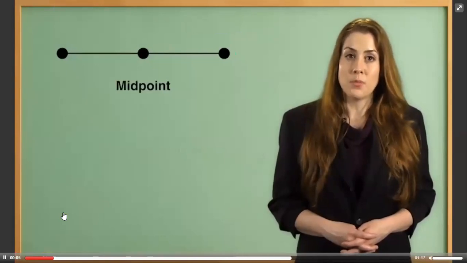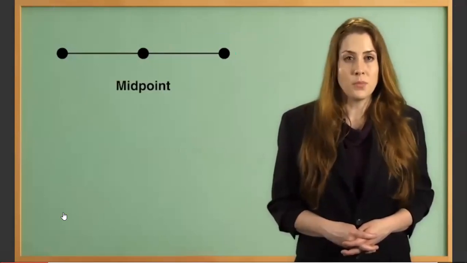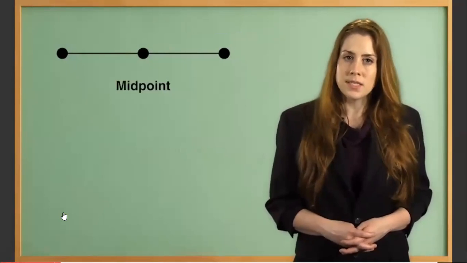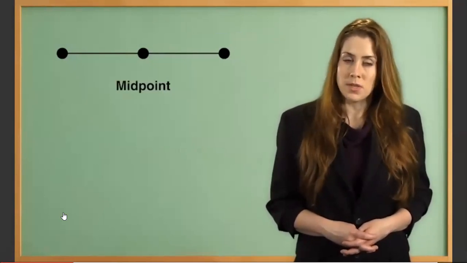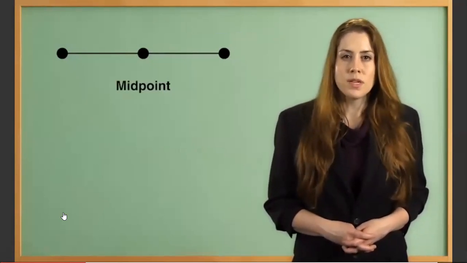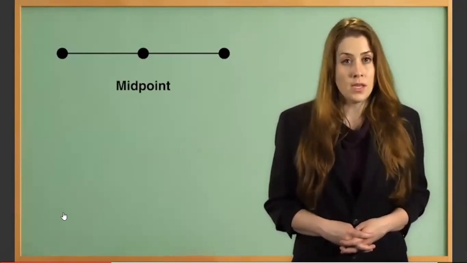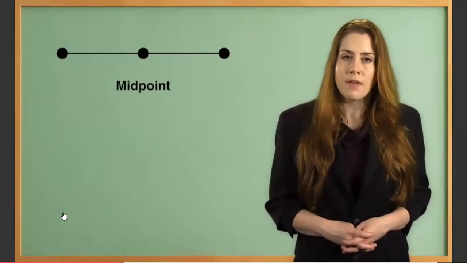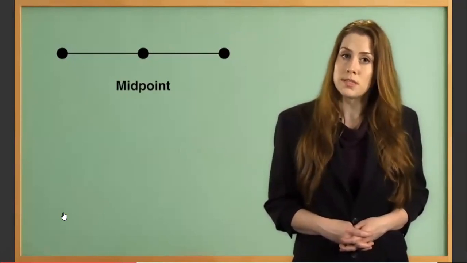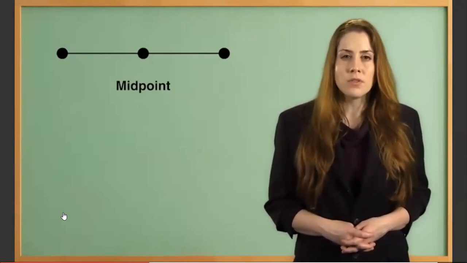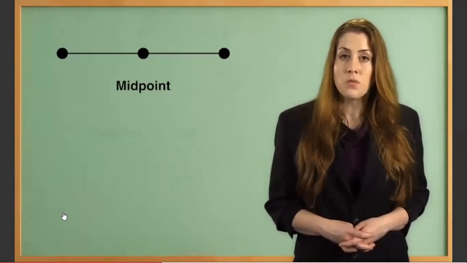Halfway between the endpoints of a line segment is called the midpoint. A midpoint divides a line segment into 2 equal segments. When you are finding the coordinates of the midpoint of a segment, you are actually finding the average or mean of the x-coordinates and the average or mean of the y-coordinates. The concept of finding the average of the coordinates can be written as a formula.